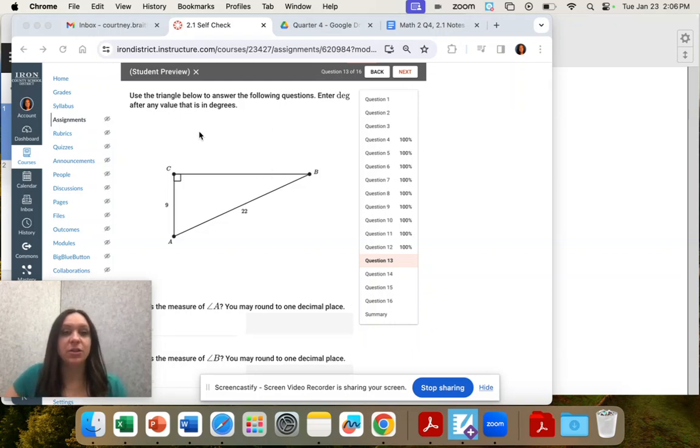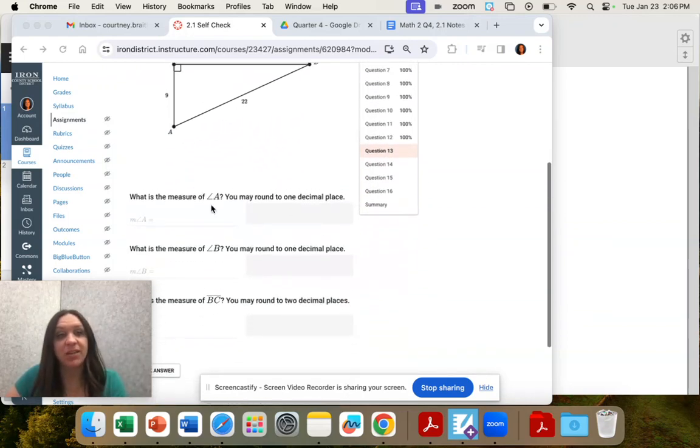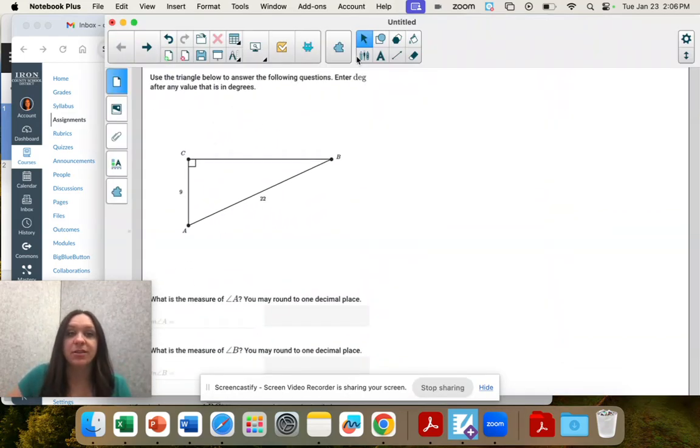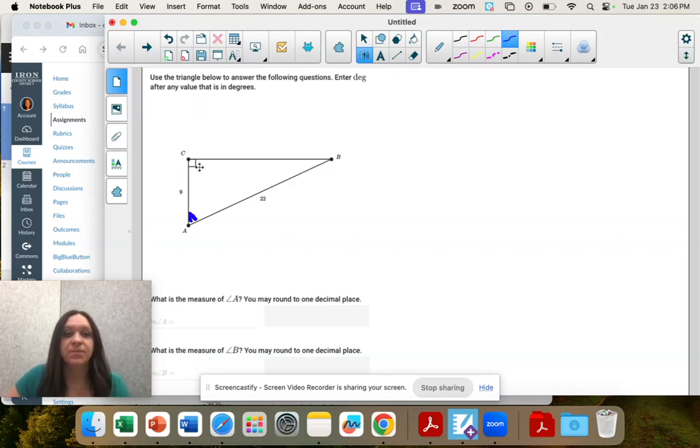Question 13, use the triangle below. We are trying to find A and B again, and then the remaining side. So same type of question. Let's start with angle A and label our sides.